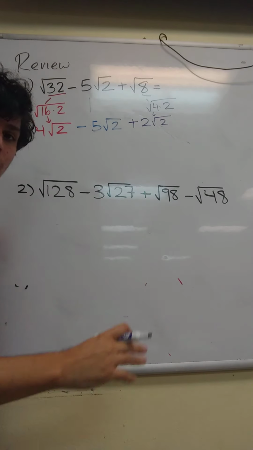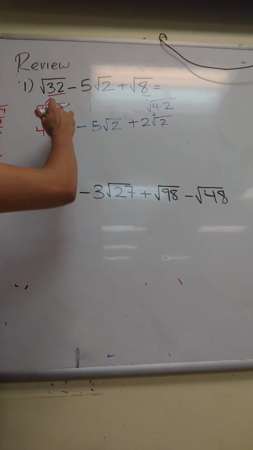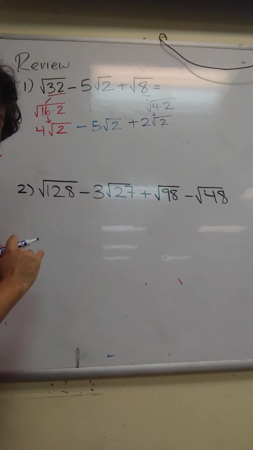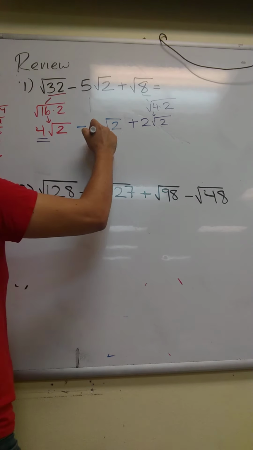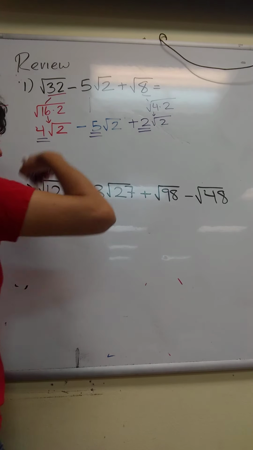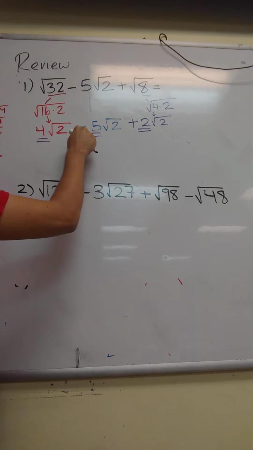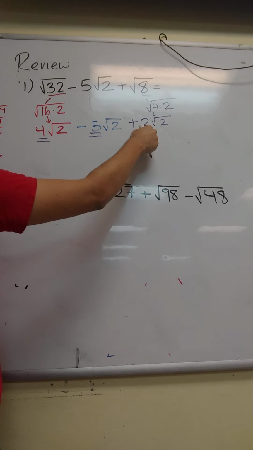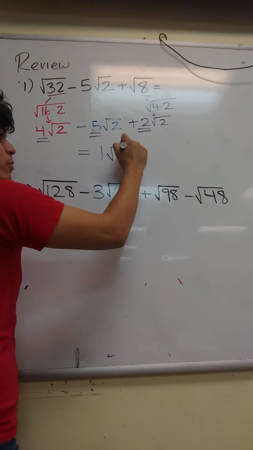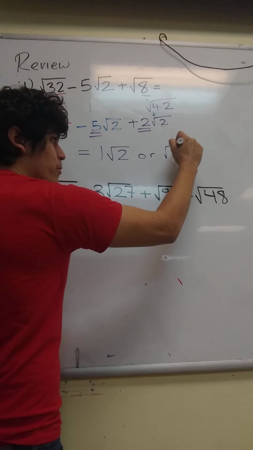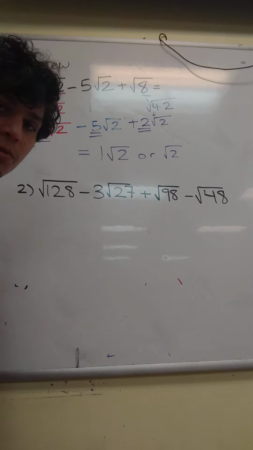There we are. So then all 3 of these turned into 4 square root of 2, 5 square root of 2, and 2 square root of 2. Now when you're combining these, remember that you're just combining the numbers, otherwise known as the coefficients in front. So 4 minus 5 is negative 1, plus 2 is 1. So the final answer is 1 square root of 2, or just square root of 2. Okay, that's it for number 1.